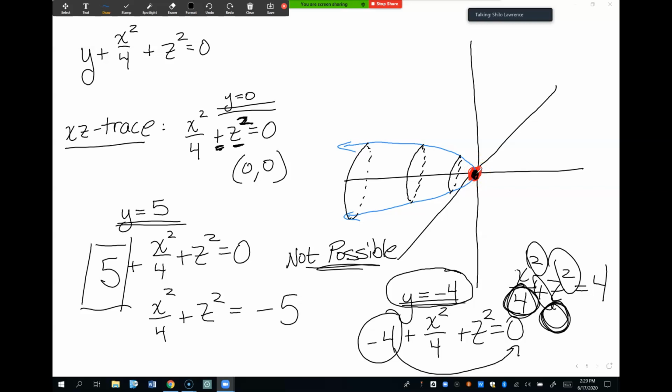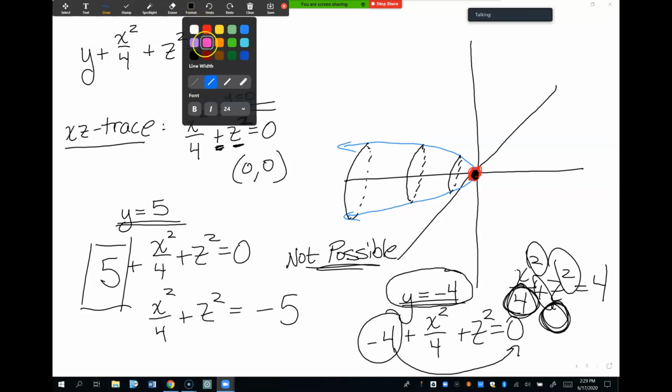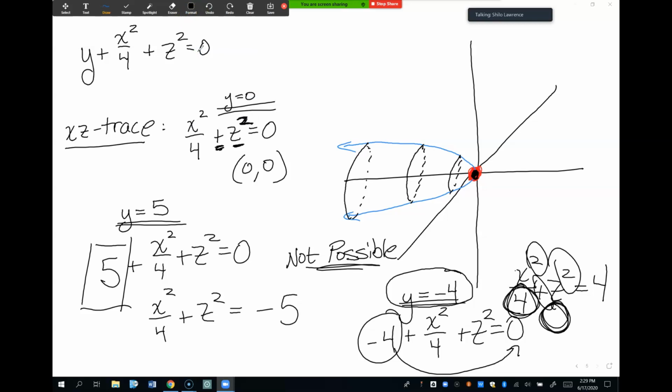And then the YZ trace, I can pretty much tell what this is now, just because I have experience with it. But I want to go ahead and throw in the YZ trace here on the same page if I can squeeze it. For YZ, we're going to have y plus z squared equals 0. We've got one linear variable, one squared variable. It has to be a parabola.